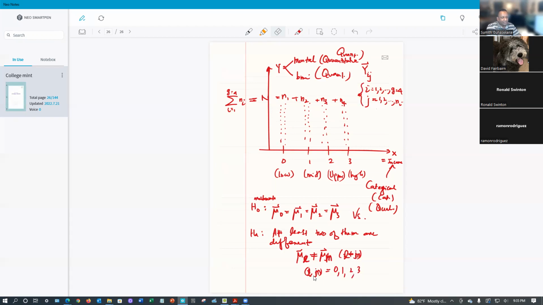At least two of them are different. At least two, which two we don't know. That's why you have to move on to the Tukey. But there's no Tukey for the vector format. This is in vector format, okay? Because I'm trying to tackle both variables at the same time. Equivalently, if I write this one, see?